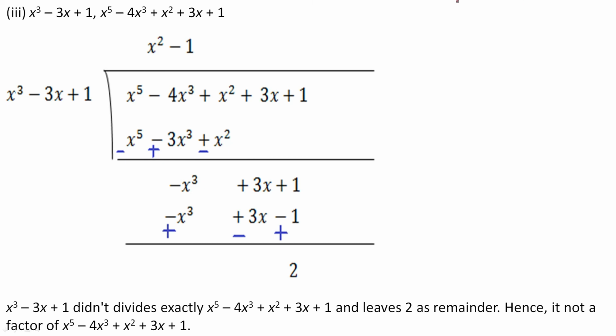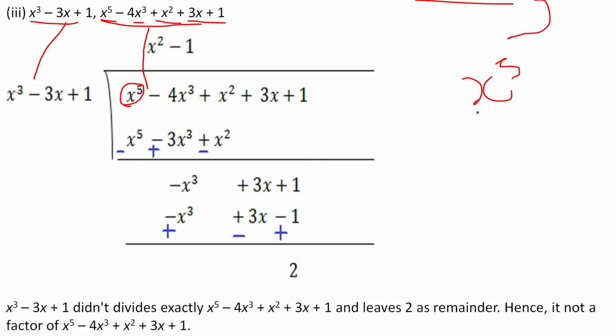Same way another example is given. Here the degree of the equation is 5. X power 5, x power 3, x square, 3x. This one you can write as dividend. This is a divisor. Dividend, first term you take x power 5, x power 5 divided by x power 3.